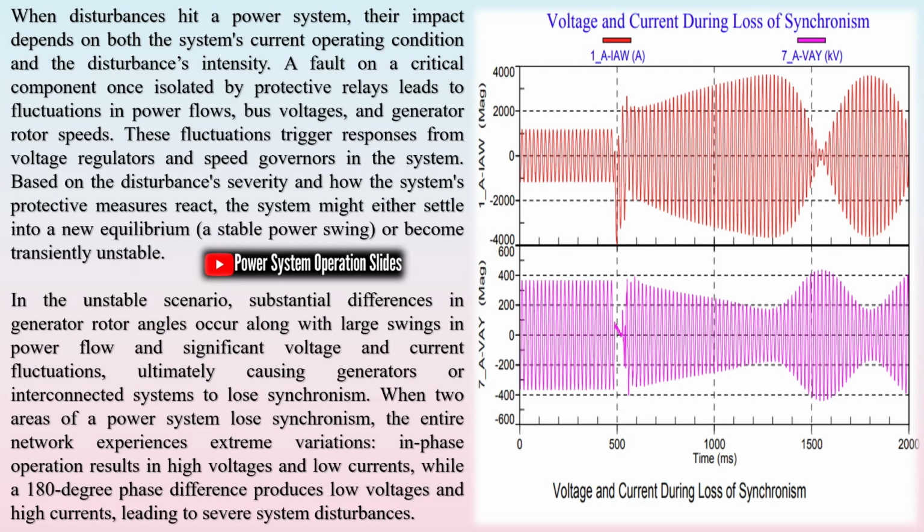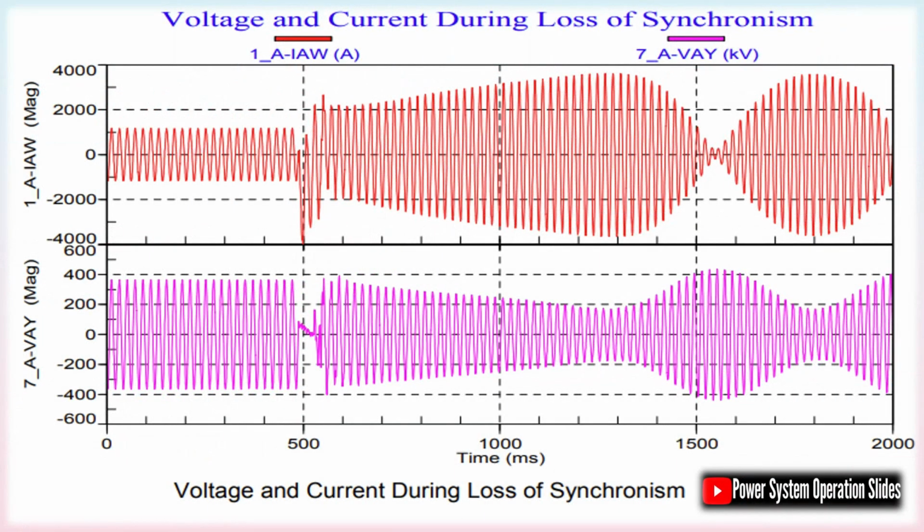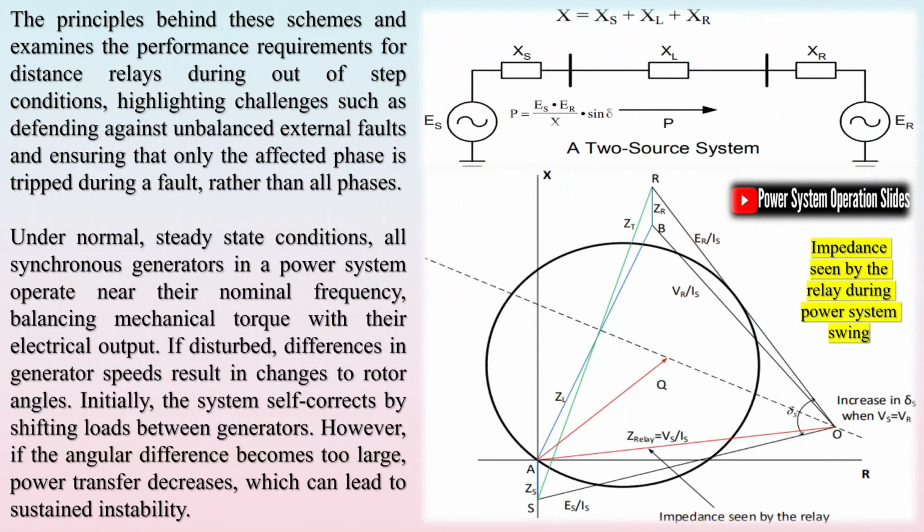When disturbances hit a power system, their impact depends on both the system's current operating condition and the disturbance's intensity. A fault on a critical component, once isolated by protective relays, leads to fluctuations in power flows, bus voltages, and generator rotor speeds. These fluctuations trigger responses from voltage regulators and speed governors in the system. Based on the disturbance's severity and how the system's protective measures react, the system might either settle into a new equilibrium, a stable power swing, or become transiently unstable.